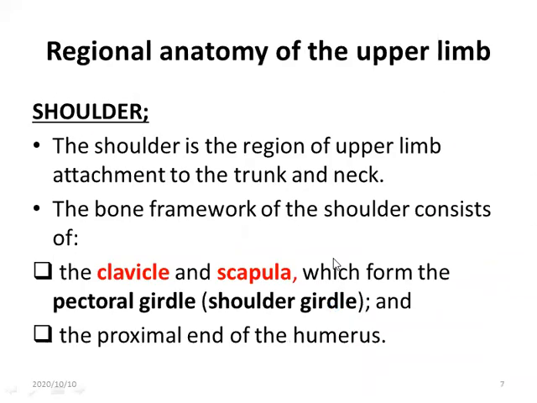Regional anatomy of the upper limb. What is the regional anatomy? The shoulder is the region of the upper limb attachment to the trunk and the neck. The bone framework of the shoulder consists of the clavicle and scapula, which form the pectoral girdle, or shoulder girdle, and the proximal end of the humerus.